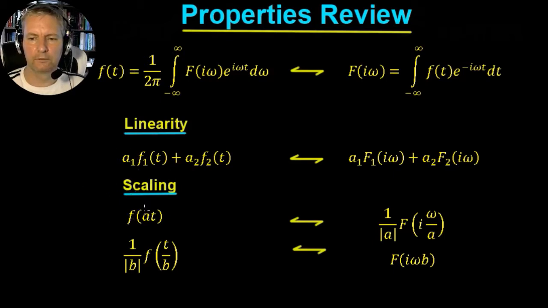So if we multiply a function by a factor of a, it's equivalent in the time domain of dividing by the modulus of a, and you get the original Fourier transform of the function divided by that factor of a. And the same holds true whenever we stretch or compress a function in the frequency domain. We get 1 upon the modulus of b in the time domain divided by b.